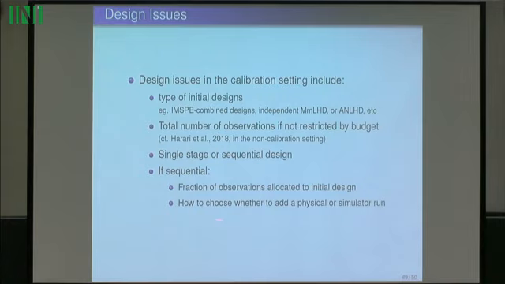What's the best method of choosing whether to add an observation from the physical experiment or the simulator? That's going to depend somewhat on how much error variability there is in the observations and how biased the simulator is.